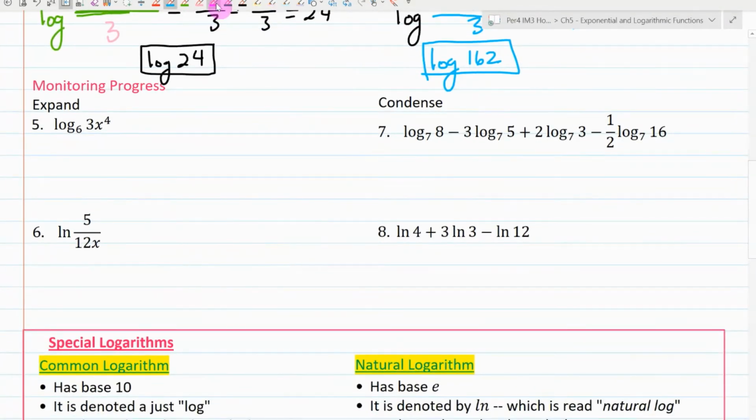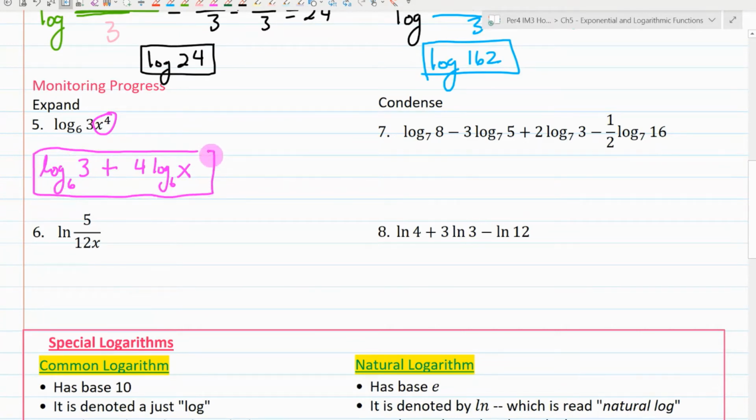Next one, we will expand this. And yes, you have to write log base 6 every time. So log base 6 of 3 plus 4 log base 6 of x. The 3 and the x are separate from each other. Okay, so this means we need 2 logarithms. This one's going to mean we need 1, 2, 3 logarithms.